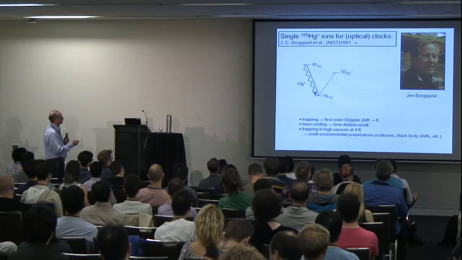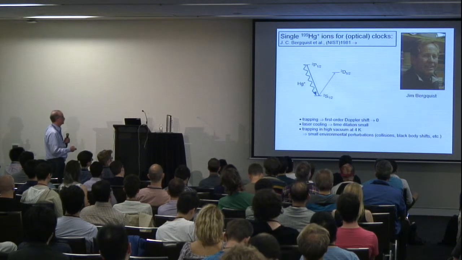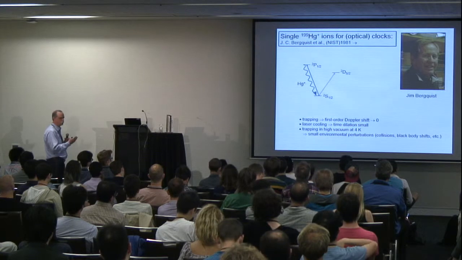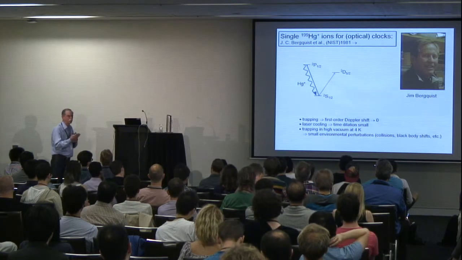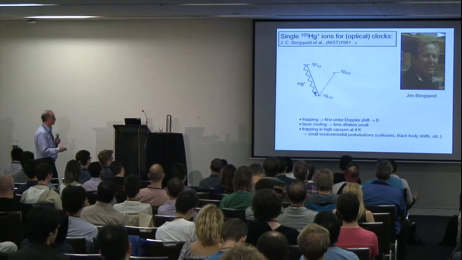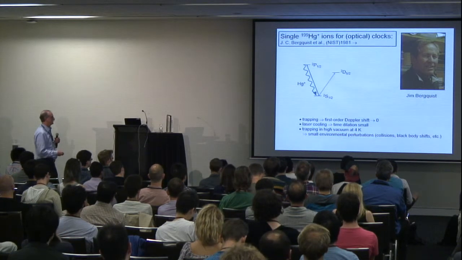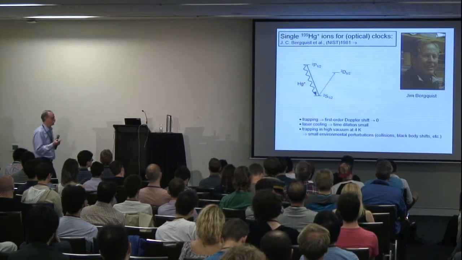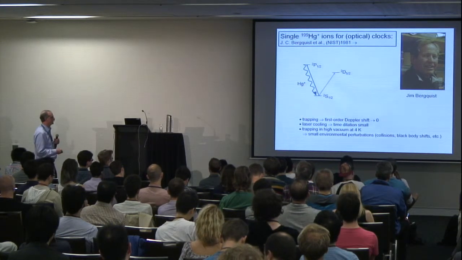And some of the features that we take advantage of in these kinds of experiments is the fact that we're trapping the ions, that means on average they're not going anywhere, so the first order Doppler shift goes to zero. We also use the technique of laser cooling, and that suppresses the time dilation shifts, which are important at the levels of accuracy we're getting to.